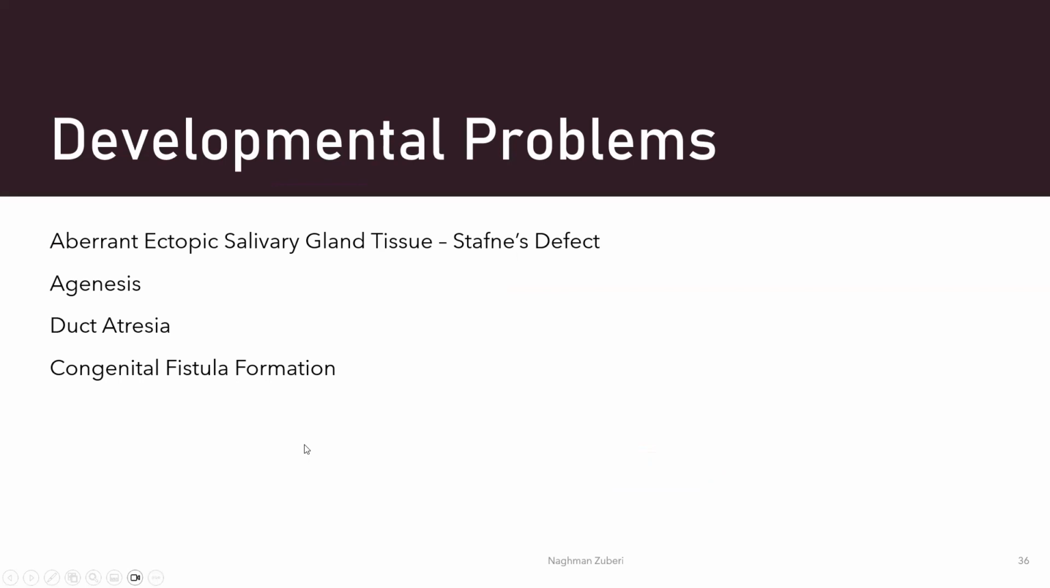Developmental problems: aberrant ectopic salivary gland tissue, that is a Stafne defect, visible on the radiograph. Like you are looking at the mandibular radiograph. This is the way it would be. And you see a small radiolucency here near the inferior border, below the ramus and below the angle of the mandible. This radiolucency is the Stafne defect.